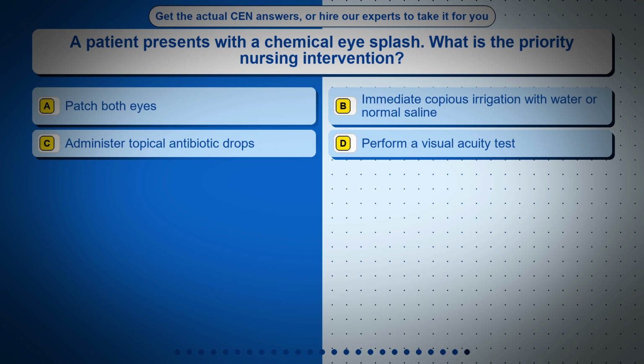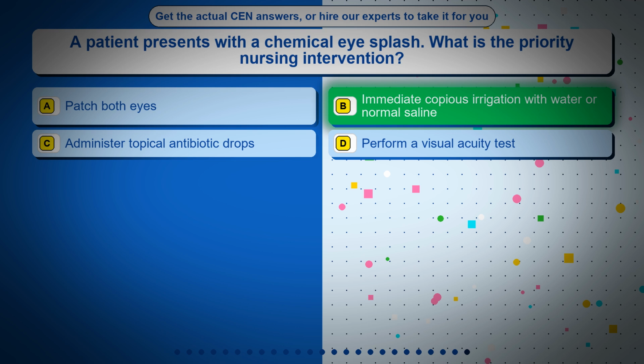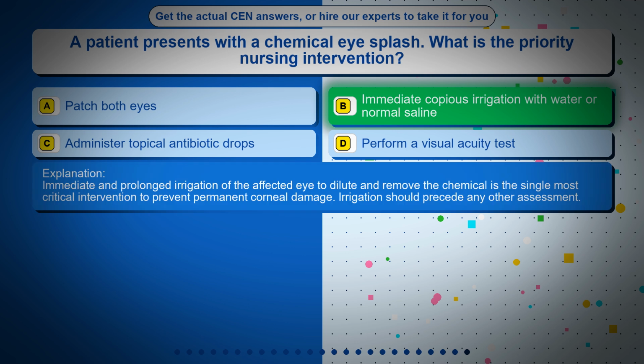Question 24. A patient presents with a chemical eye splash. What is the priority nursing intervention? Option A, patch both eyes. Option B, immediate copious irrigation with water or normal saline. Option C, administer topical antibiotic drops. Option D, perform a visual acuity test. The correct answer is option B. Immediate copious irrigation with water or normal saline. Immediate and prolonged irrigation of the affected eye to dilute and remove the chemical is the single most critical intervention to prevent permanent corneal damage. Irrigation should precede any other assessment.